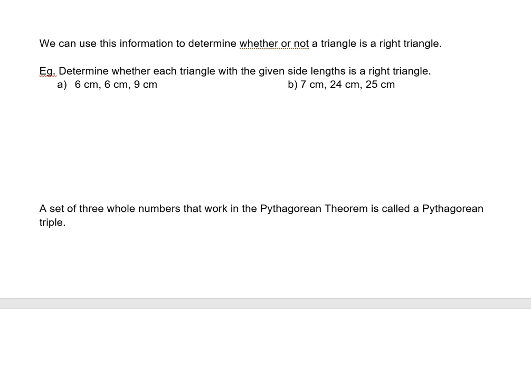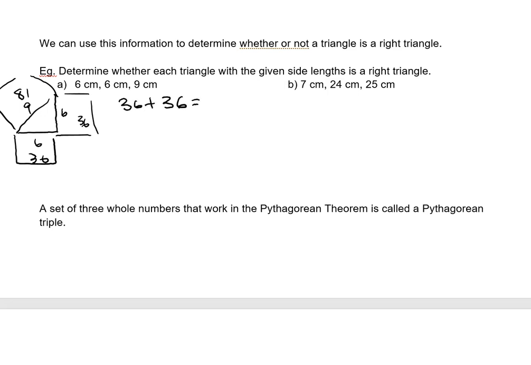Well, we could draw it. So we have 6 centimeters, I have no idea what this is going to look like, 6 centimeters, and 9. So 6, 6, and 9. So this would be 36, 36. And this one here, kind of off the screen, is going to be 81, but 36 plus 36 is 72. 72 does not equal 81, not a right triangle.